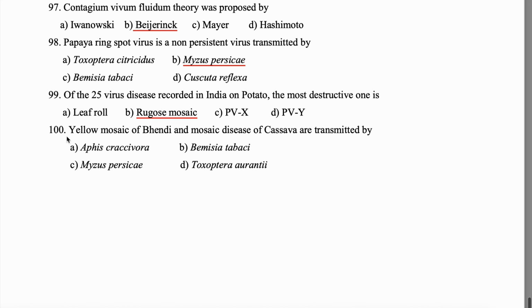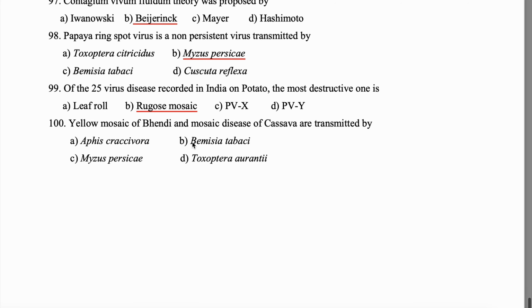Next, last but not the least, question number 100. Yellow mosaic of bhindi and mosaic disease of cassava are transmitted by Bemisia tabaci. So we have come to an end of model paper 3.